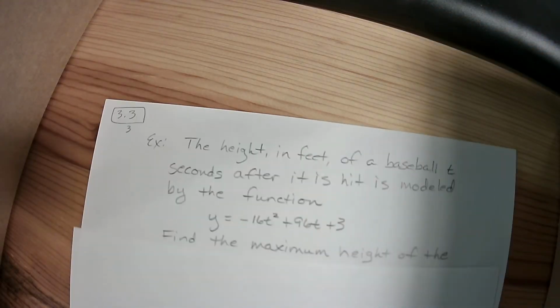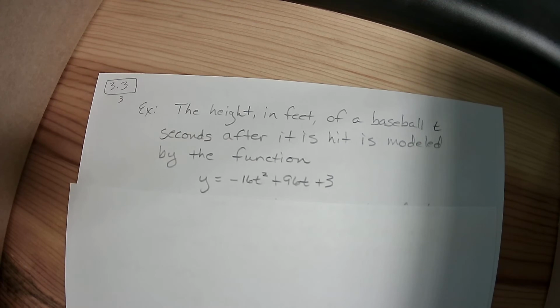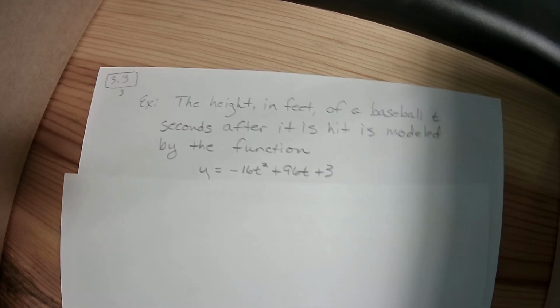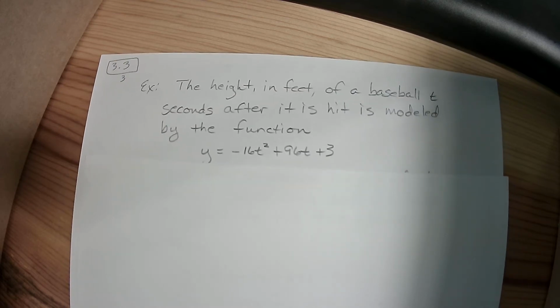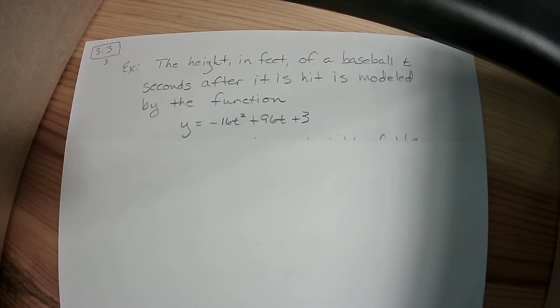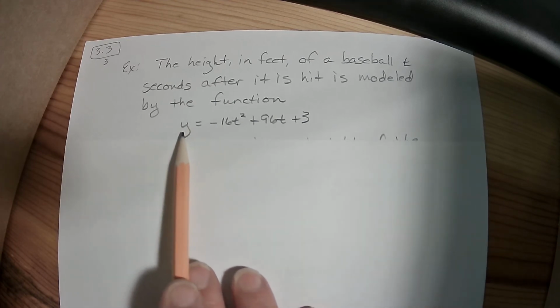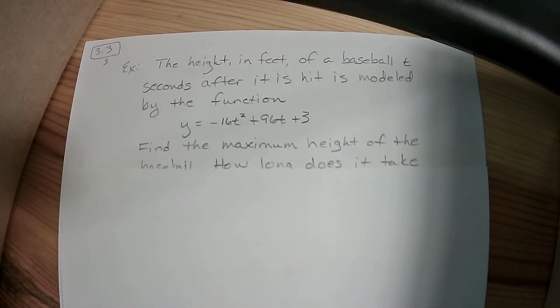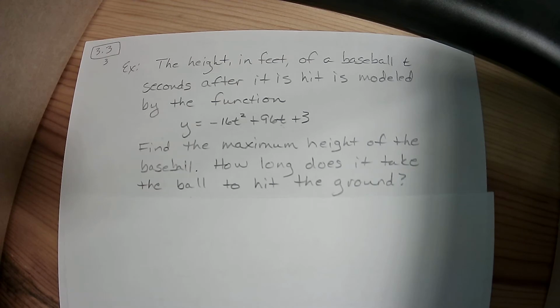Alright, so here's your problem. The height in feet of a baseball t seconds after it's hit is modeled by the function negative 16t squared plus 96t plus 3. This is the height. t is seconds after it's hit. So we want to find the maximum height of the baseball.